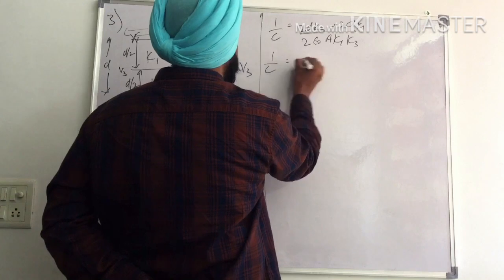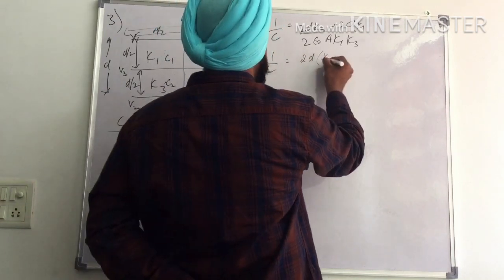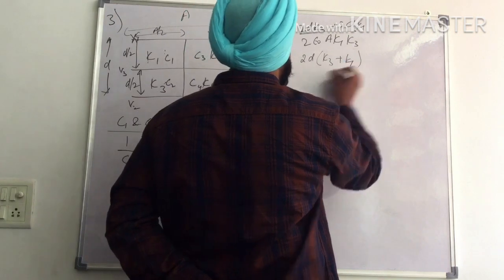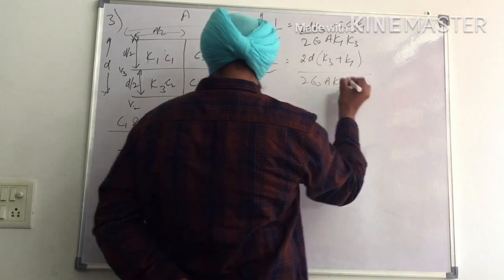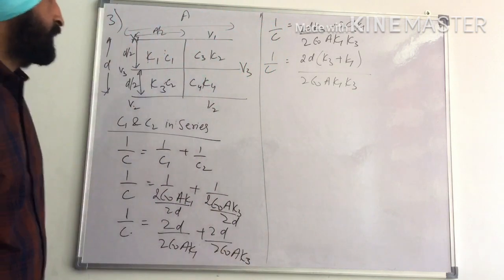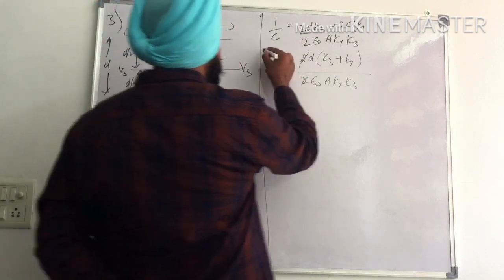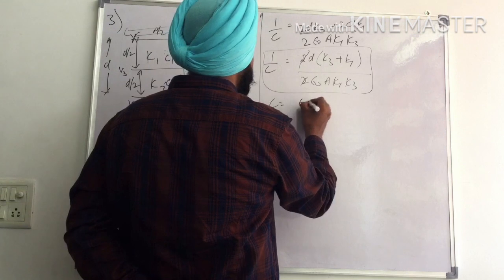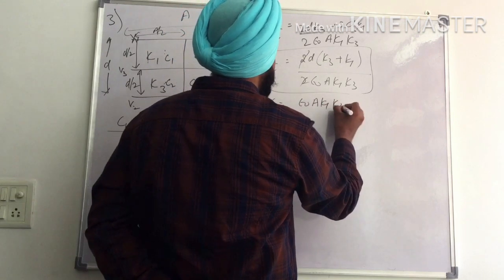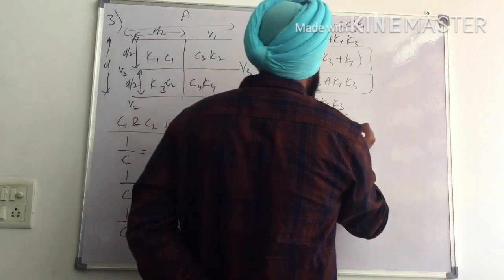So 1 by C is equal to, 2D can be taken as common, and it will be K3 plus K1 divided by 2 epsilon naught A K1 K3. 2 and 2 will get cancelled. So this will be our capacitance. We can take its reciprocal, it will be epsilon naught A K1 K3 divided by D into K1 plus K3.